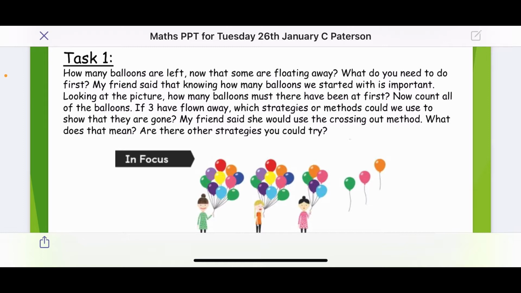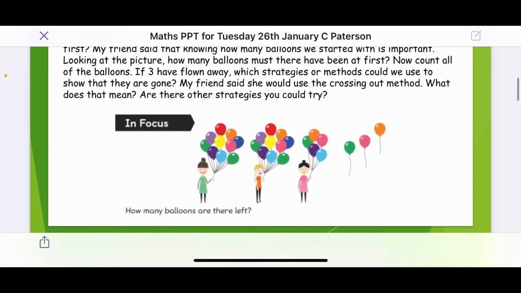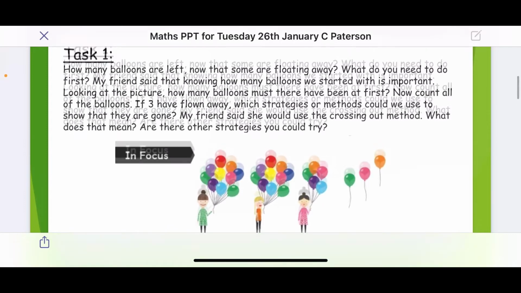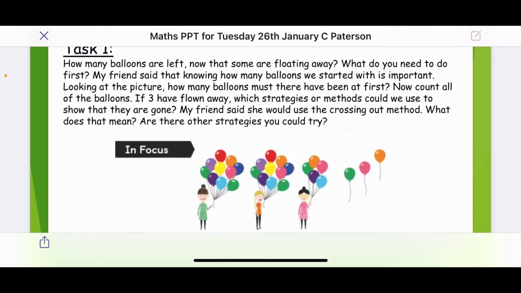If 3 have flown away, which strategies or methods could we use to show that they're gone? My friend said we could use the crossing out method. What does that mean? Are there any other strategies you could try? You might want to pause the video here, boys and girls, so that you can read some of those questions again and take your time when you're answering this question. So how many balloons are there left? What strategies could you use?